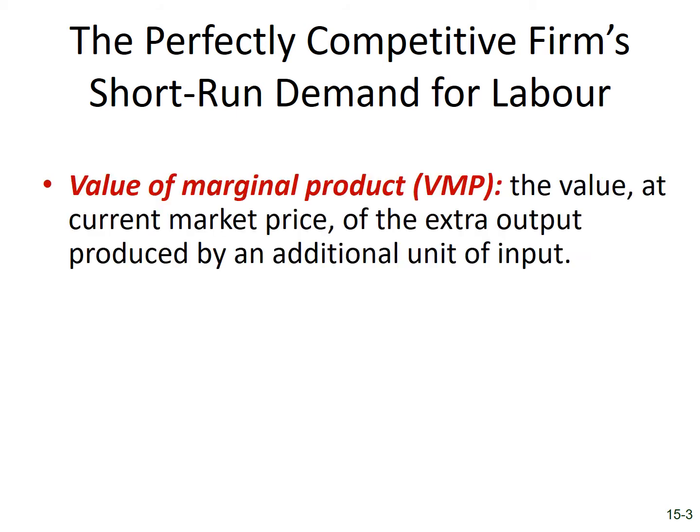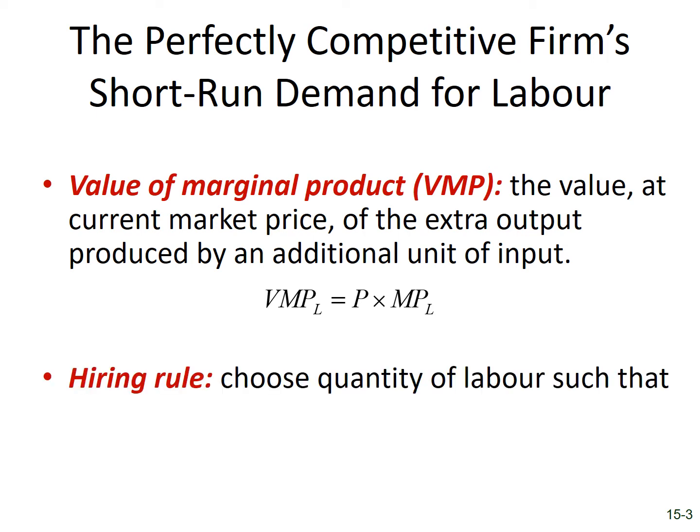We're going to define the following concept, which is the value of marginal product of labor. This is the value at the current market price of the extra output produced by an additional unit of labor. So VMP of L is equal to the price of the good that is sold on the market times the marginal product of labor. Given this value of marginal product, the hiring rule of the firm will be to choose the quantity of labor such that VMP of L is equal to the wage that it pays its laborers.